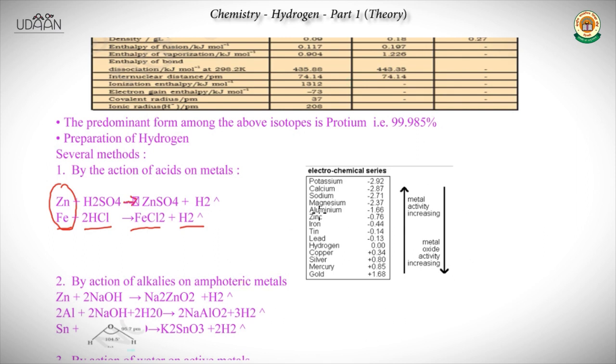You can see that the oxidation state of hydrogen is +1 in this compound and 0 here. It means that the hydrogen atom has accepted an electron. When you accept an electron, that is called reduction.